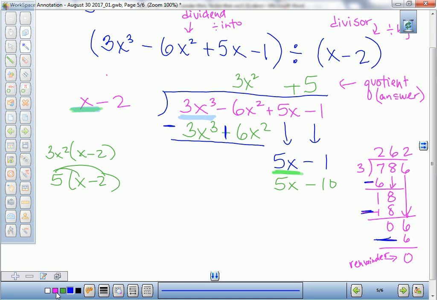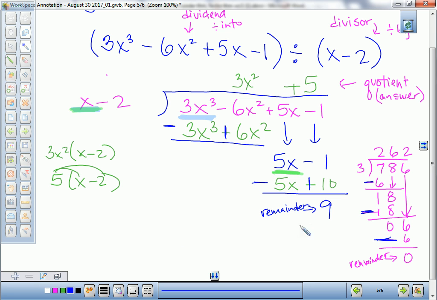All right, so now we subtract. And when we subtract, it changes the signs. The 5x's cancel, but this leaves me with a 9. I didn't get a 0. I got a 9. So that 9 is the remainder.